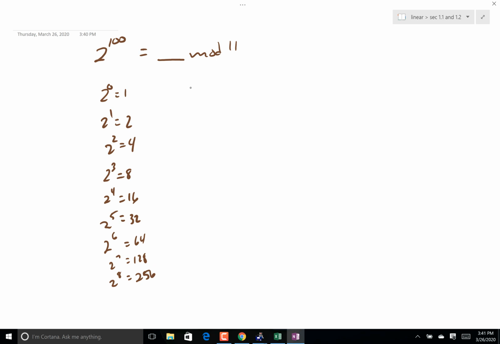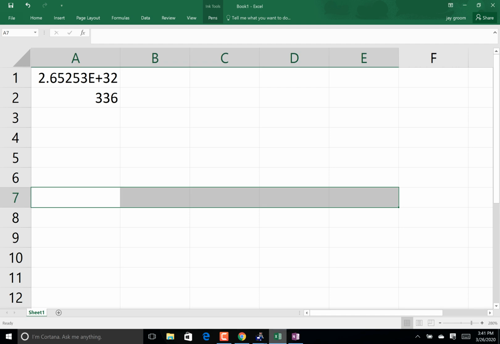If you divide by 11, you get, it goes in 0 with remainder of 1, remainder of 2, remainder of 4, remainder of 8. 11 goes into this once, remainder of 5. 11 goes into here, 22, remainder of 10. Goes into here, 5 with the remainder of 9. Goes into here, 11 times, remainder of 7. Good night, nurse. I can't do math in my head anymore. Let's jump to Excel, shall we?